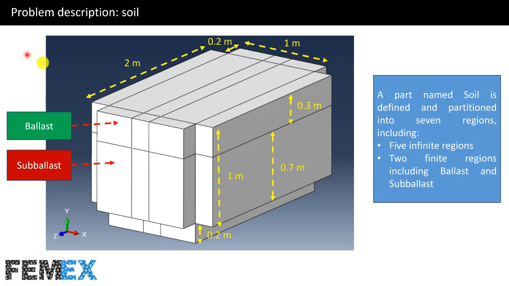Here you can see the geometry of the soil and its dimensions. The first layer is ballast and the second layer is subballast. A part named soil is defined and partitioned into 7 regions, including 5 infinite regions and 2 finite regions, including ballast and subballast. Here you can see the infinite regions. This region, this region, this region, this region, and this region at the bottom of the geometry.